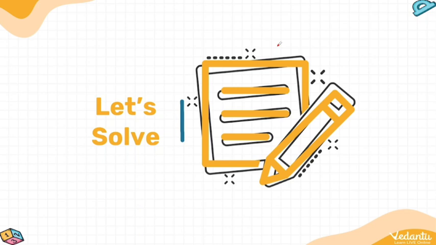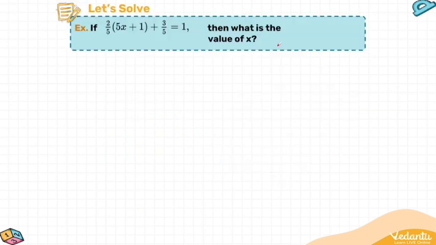Let's do another question. If 2 by 5 of 5x plus 1 plus 3 by 5 is equal to 1, then what is the value of x? Let's do it. So here we have an equation, 2 by 5 of 5x plus 1 plus 3 by 5 equal to 1.